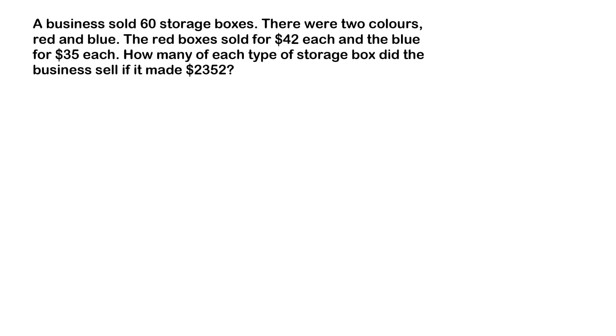So here's another one. A business sold 60 storage boxes. They're two colors, red and blue. The red boxes sold for 42 each and the blue for 35 each. How many of each type of storage box did the business sell if it made 2,352?